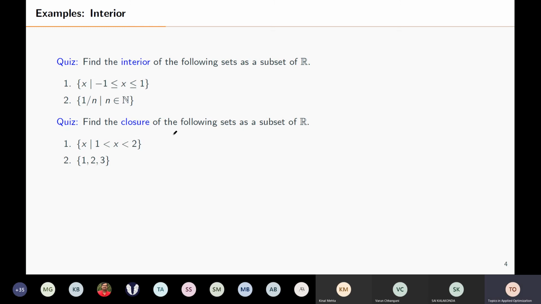Okay. So in this case, closure, right? So closure is the set including the boundary points, right? So what are the boundary points for this? 1 and 2. So closed interval 1, 2. And then in this case, as a subset of R, right? Okay. So in this case, what is the closure? Closed set 1, 2, 3.